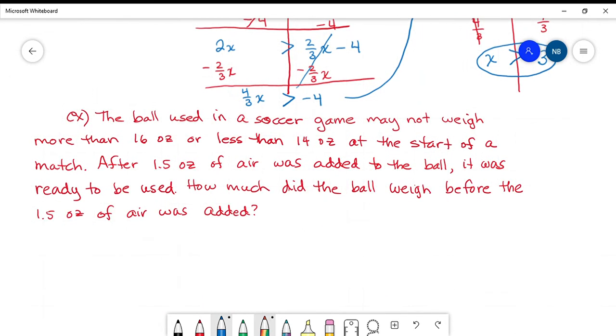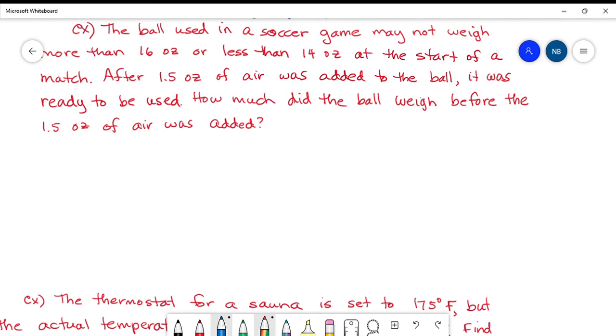Next, the ball used in a soccer game may not weigh more than 16 ounces or less than 14 ounces at the start of a match. After 1.5 ounces of air was added to the ball, it was ready to be used. How much did the ball weigh before the 1.5 ounces of air was added? All right, we're going to let x equal the original weight of the ball.